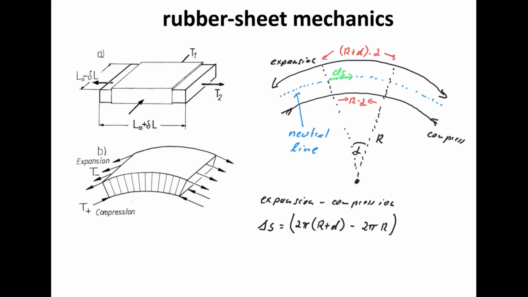Now, in order to look at how much difference there is on a small stretch ds on the membrane, we see that the length difference, delta s, is given by 2 pi (r plus d) minus 2 pi r, times ds divided by 2 pi r, which is a total circle. Now, doing the product here, we find that delta s is equal to d divided by r times ds.